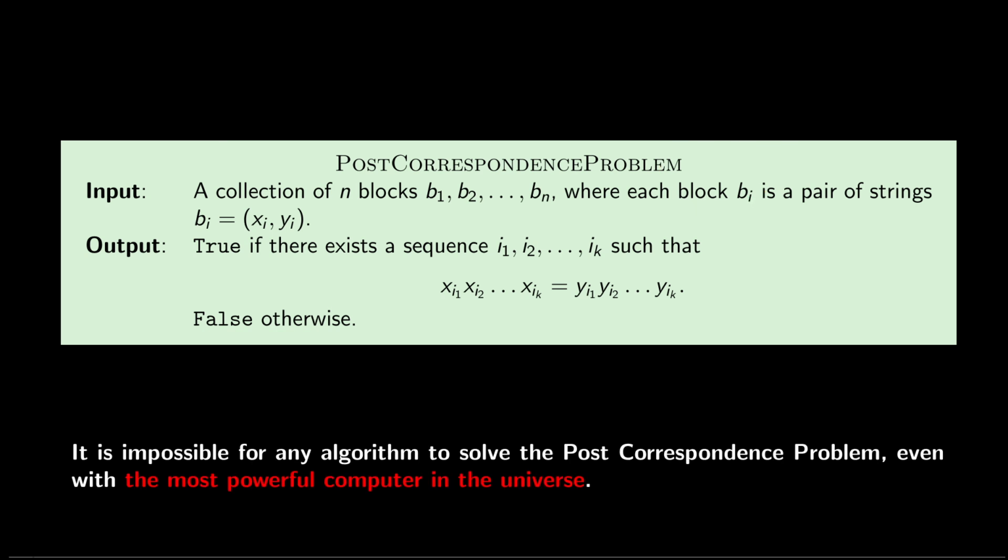And that turns out to be the case. It is impossible for any algorithm to solve the post-correspondence problem in general. You might be able to write an algorithm that solves it in some cases, but you can't write an algorithm that solves it in general. No matter how much time you want to spend on it, if you want an algorithm that finishes in a finite amount of time, you cannot solve the post-correspondence problem. You can't do it in any amount of time. You can't do it even on the most powerful computer in the universe.